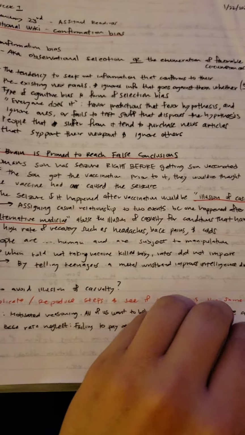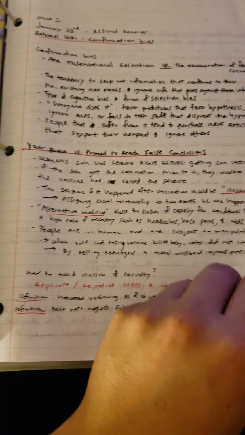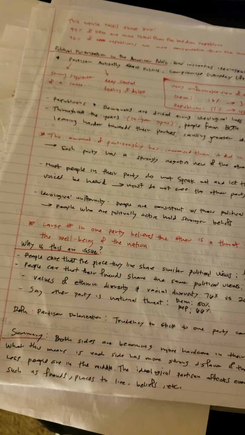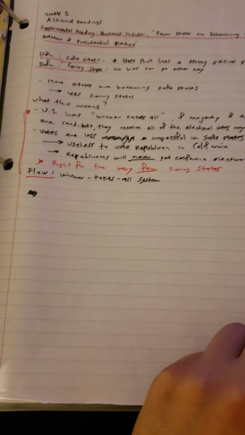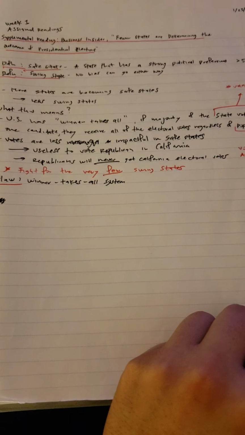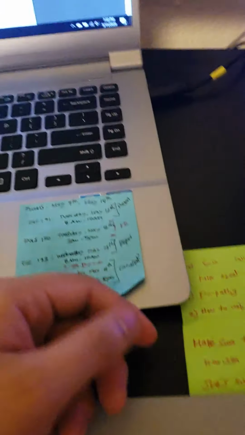I have the Rational Wiki on confirmation bias, and your brain is primed to reach false conclusions, and the political polarization in the American public. The supplemental reading on how fewer states determine the outcome, and some notes on Tocqueville and the tyranny of the majority, which I think align pretty well with the Asch conformity experiment.